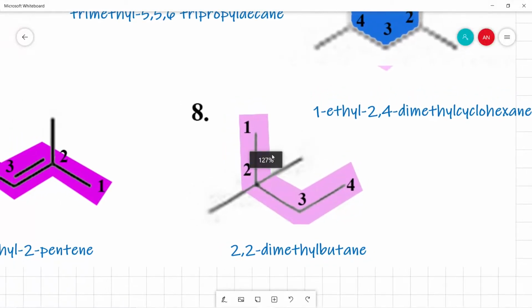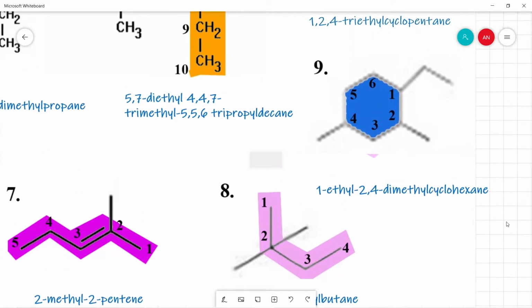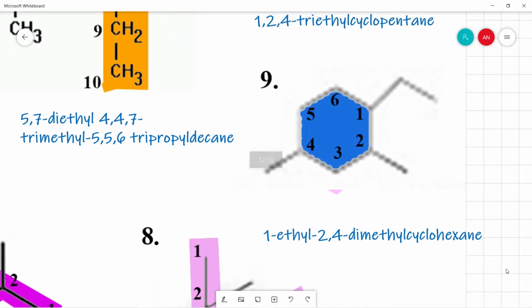Number 8 one, there's a butane chain, and there are 2 methyl radicals on the second carbon, so of course its name would be 2,2-dimethyl butane. After that, this is the last one, cyclohexane.